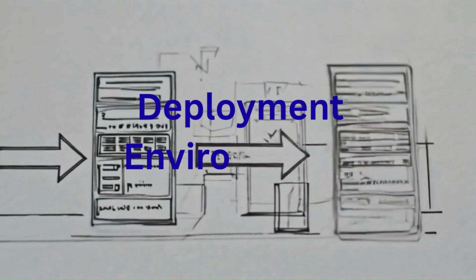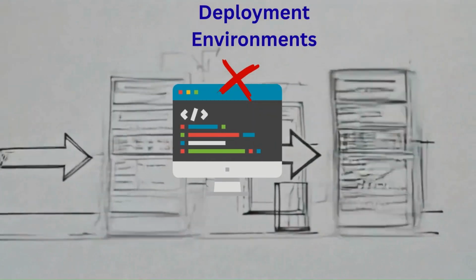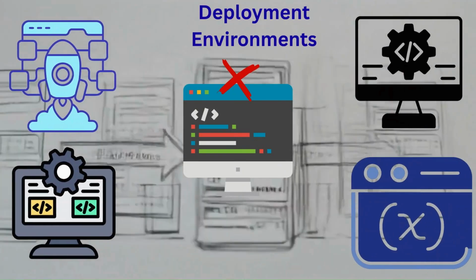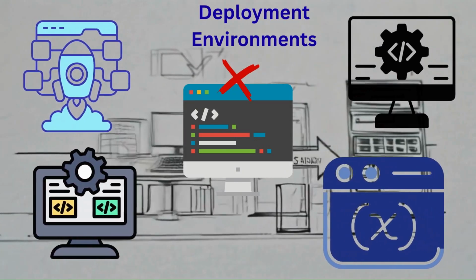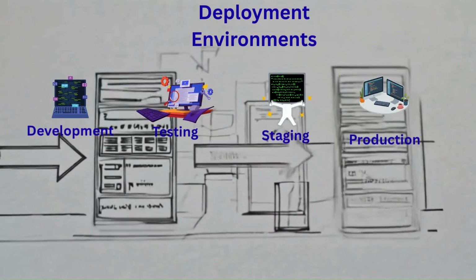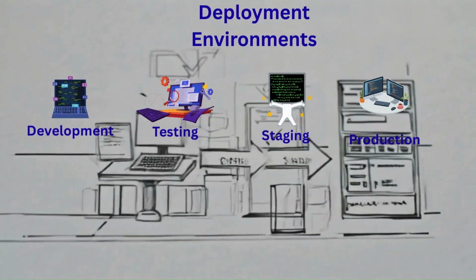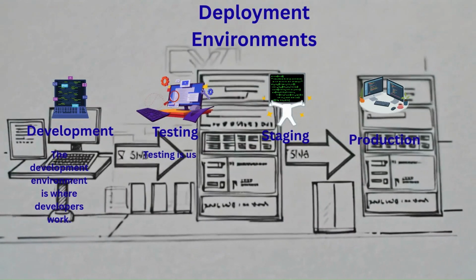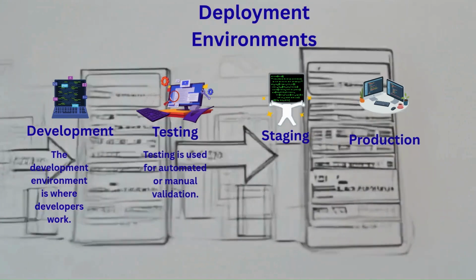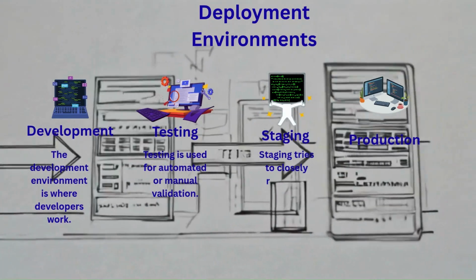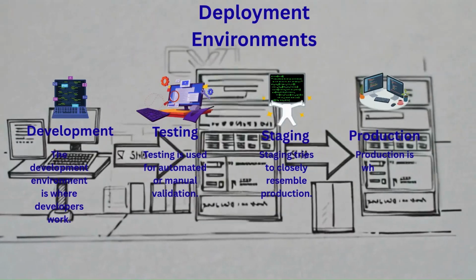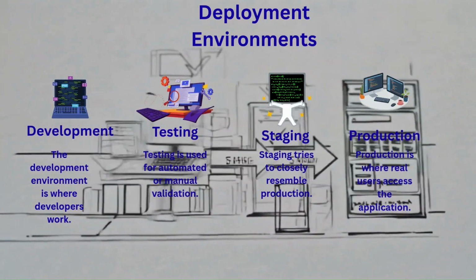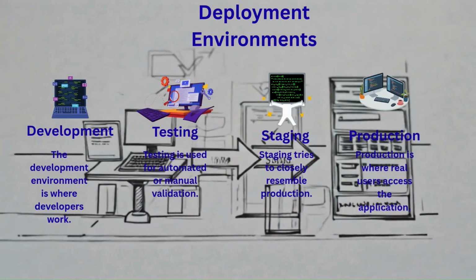Deployment environments. You usually don't want to deploy new code directly to production. Instead, organizations commonly have multiple environments. For example, development, testing, staging, production. The development environment is where developers work. Testing is used for automated or manual validation. Staging tries to closely resemble production. Production is where real users access the application. A CI/CD pipeline can automatically move an application through these environments.